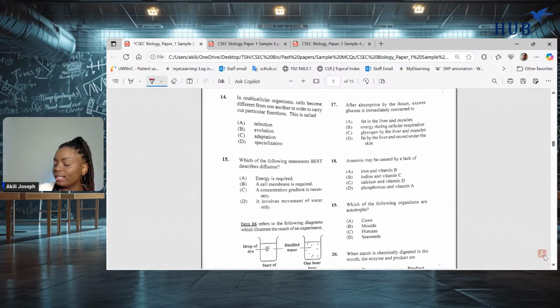Cell specialization is when cells are assigned a particular function, and then they acquire adaptations that make them well suited to their function, so that they're able to contribute to the overall functioning of the organism, right? Which of the following statements best describes diffusion? Energy is required, a cell membrane is required, a concentration gradient is necessary, or it involves movement of water only.